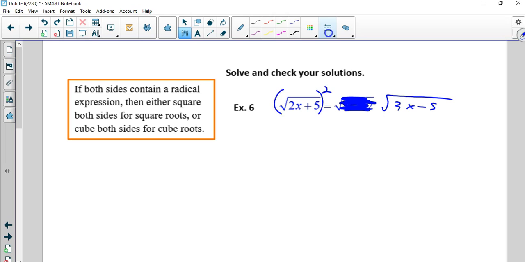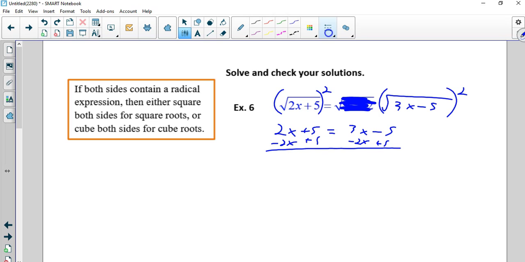So we're going to square both sides because they're both square roots. That's going to give me 2x plus 5 equals 3x minus 5. I'm going to subtract 2x from both sides. I'm going to add 5 to both sides. And that's going to give me x equals 10.